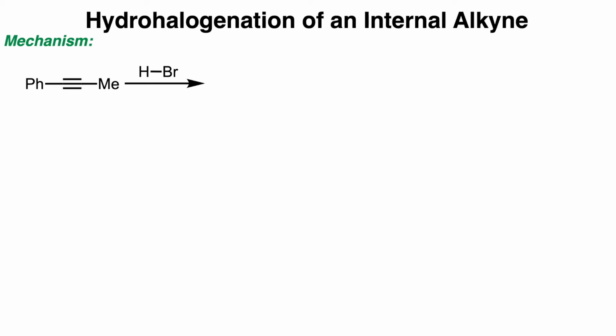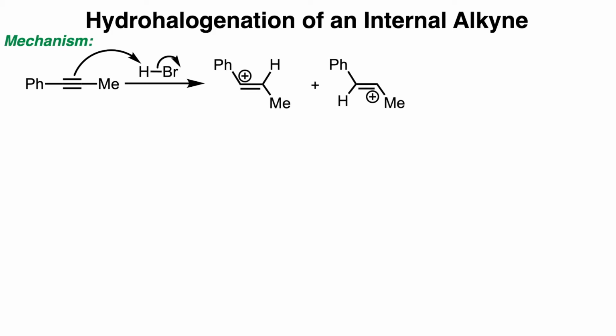In this mechanism example, the first arrow starts from the middle of the pi bond of the internal alkyne and goes towards the hydrogen of HBr. The second arrow goes from the H-Br bond to form a new lone pair on bromine. Because this is an internal alkyne, two carbocation intermediates are formed where there's a carbocation on each side of the alkene. You'll see that from this point the mechanism forks into two different paths, and I colored one path using red arrows and the second path using blue arrows.